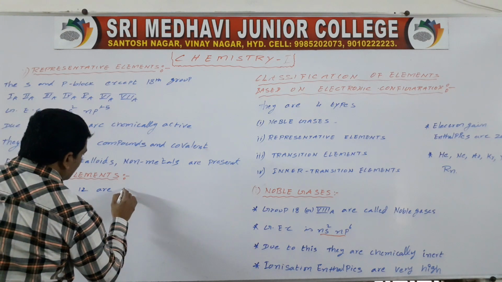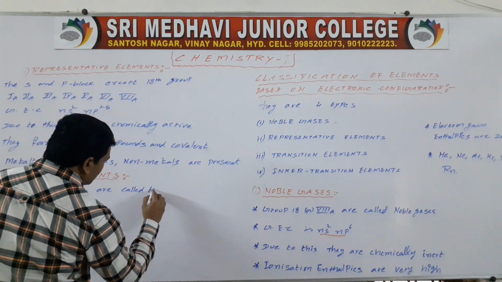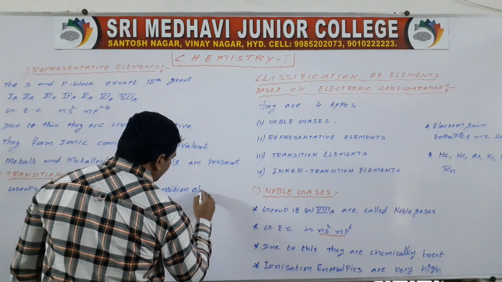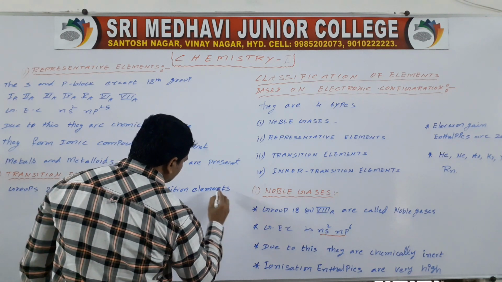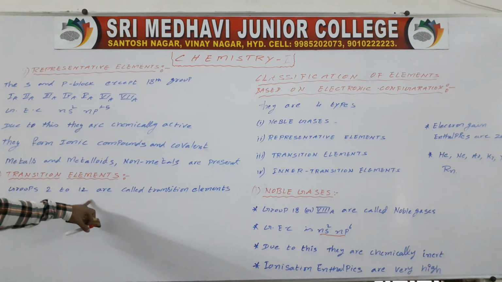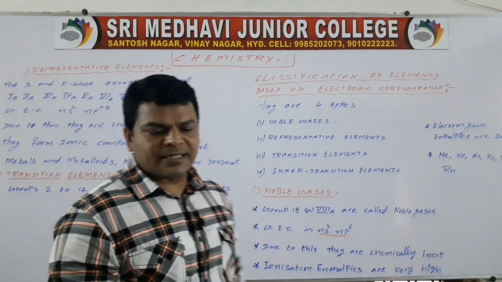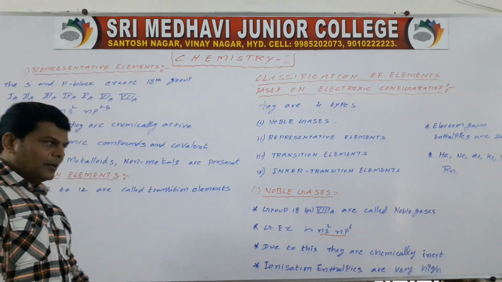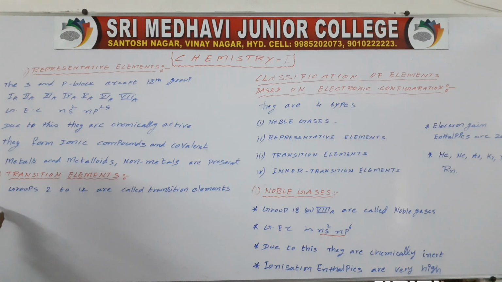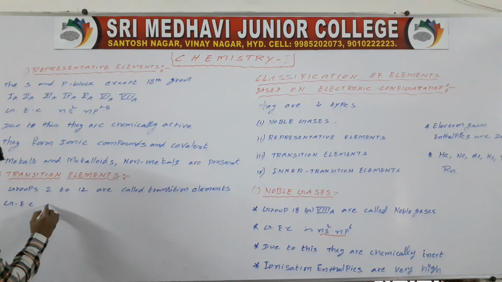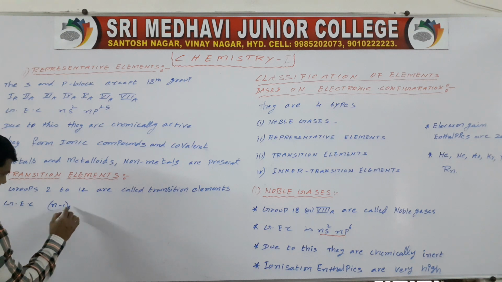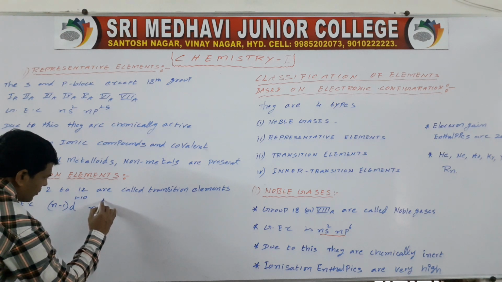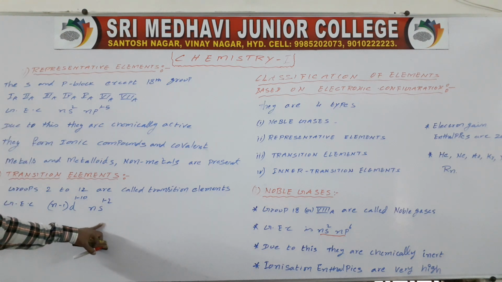So 12 are called transition elements. Okay. Groups 2 to 12: 2, 4, 5, 6, 7, 8, 9, 10, 11, 12. 10 groups total are called transition elements. Their general electronic configuration is (n-1)d 1 to 10, ns 1 to 2. This is the general electronic configuration.